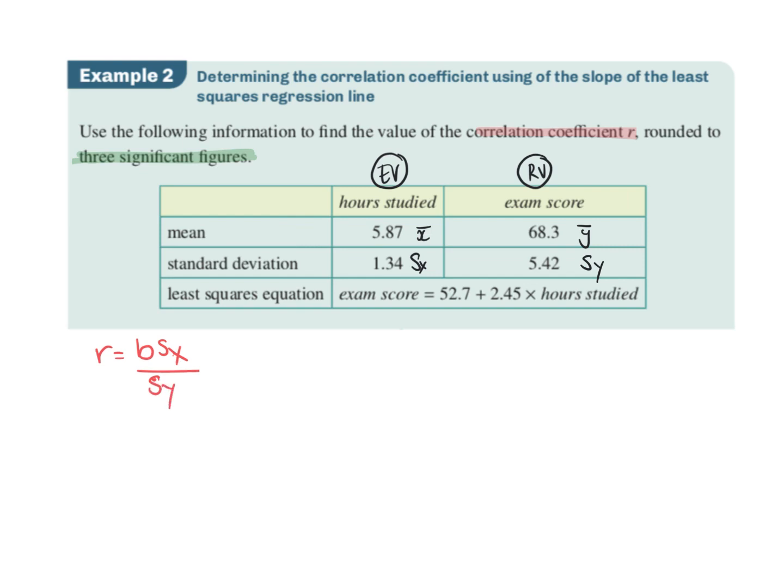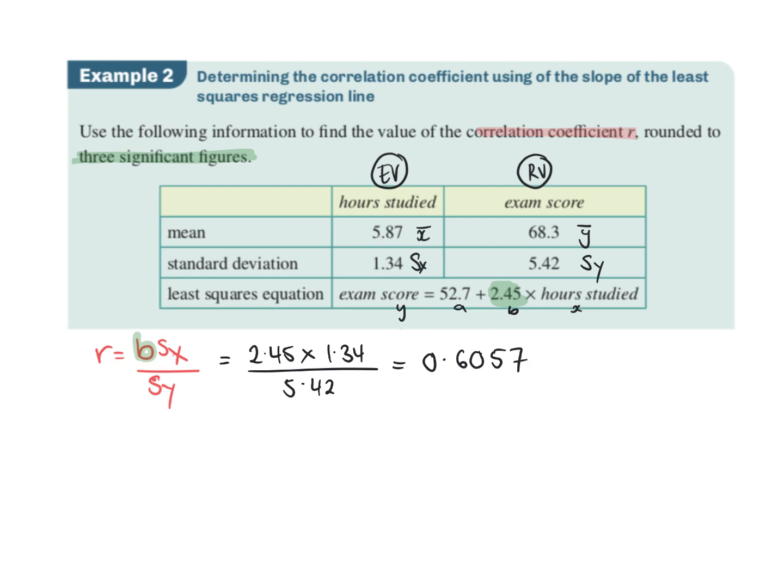So I can see the standard deviations of both, but I need this B value. I can read that over here. They've told me it in this line because they gave me the equation line. So I've got Y equals A plus BX. All right, so I can see all my information now. So when I go to calculate the R, it's 2.45, because that's what B is, times S of X, which is 1.34, over S of Y, which is 5.42. Okay, the answer I get is 0.6057.